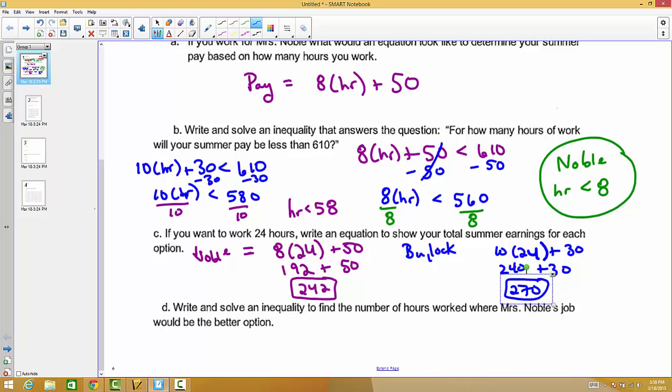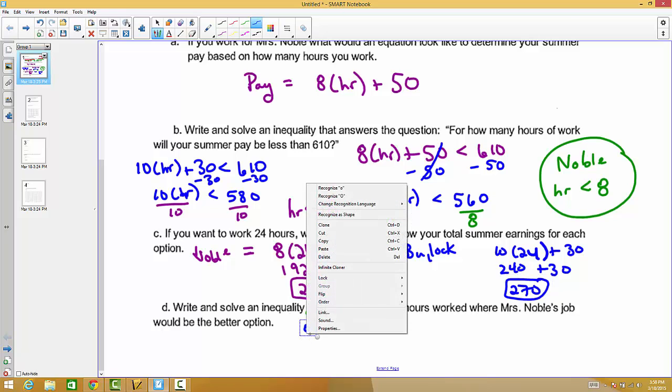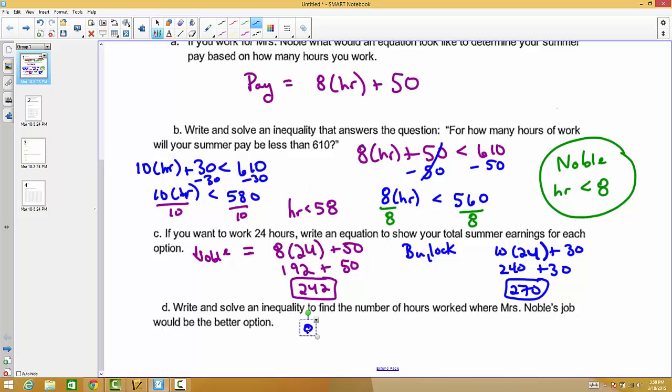And then it says write and solve an inequality to find the number of hours worked where Mrs. Noble's job would be a better option. So the question is when is 8 hours plus 50, so Mrs. Noble would be a better option. That means you would make more money than 10 hours plus 30. So you've got letters on both sides of the equations. I like my letters on the left. You could move the 8h to the right so that you don't have a negative, but just in case you did it this way, there's a little trick I want to make sure you understand.